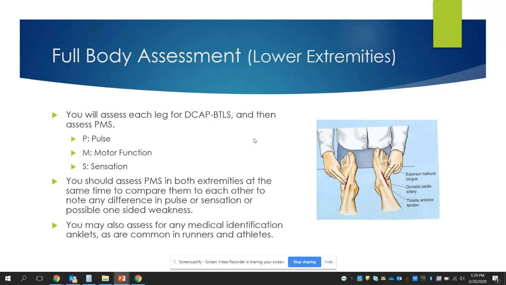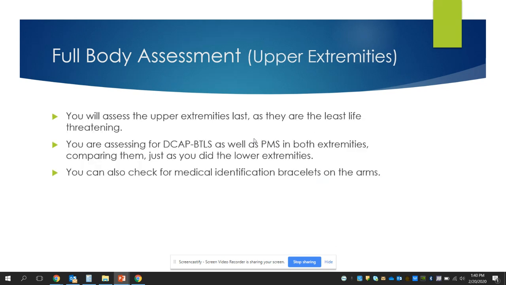And so basically you're going to check the pulses and make sure that they're equal. And you can do that where they're touching in this picture on top of the foot, but also on the posterior tibial artery behind the inside of the ankle. And so you could check the pulse in one of those spots. And then also, do you feel me touching you? And can you push or pull against my hands?